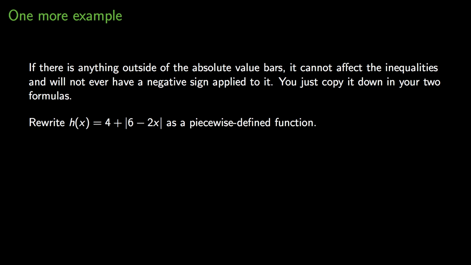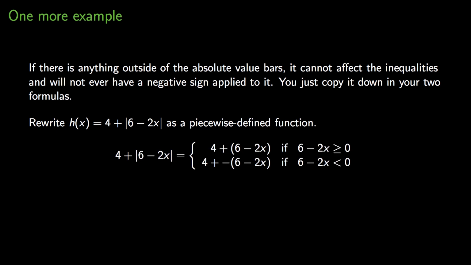So here's an example. For 4 plus the absolute value of 6 minus 2x, I will get one of two things. Notice how the 4 plus was copied down exactly both times in my formulas, and my bars turned into parentheses, or they turn into parentheses with a minus in front of them. I do my one of two things.